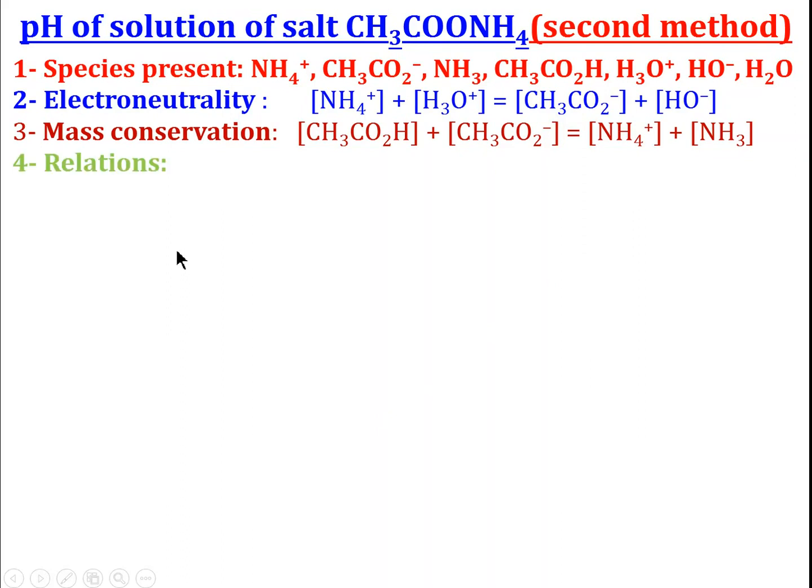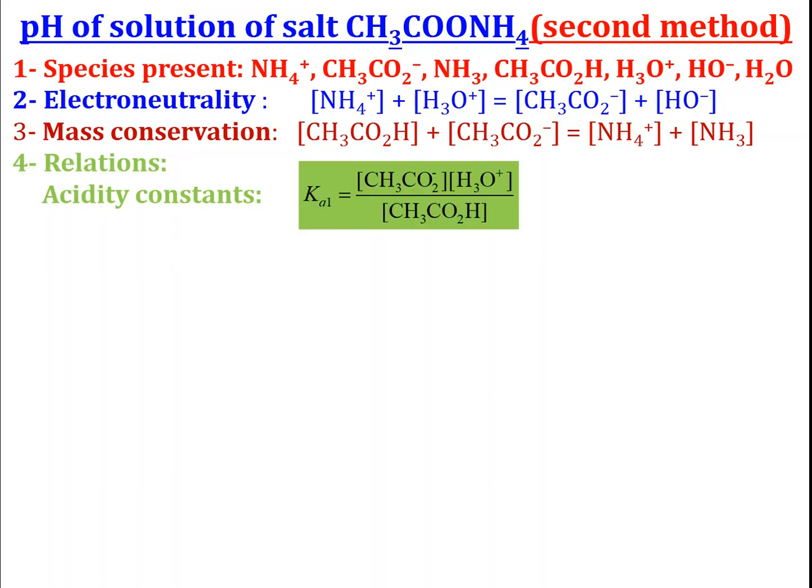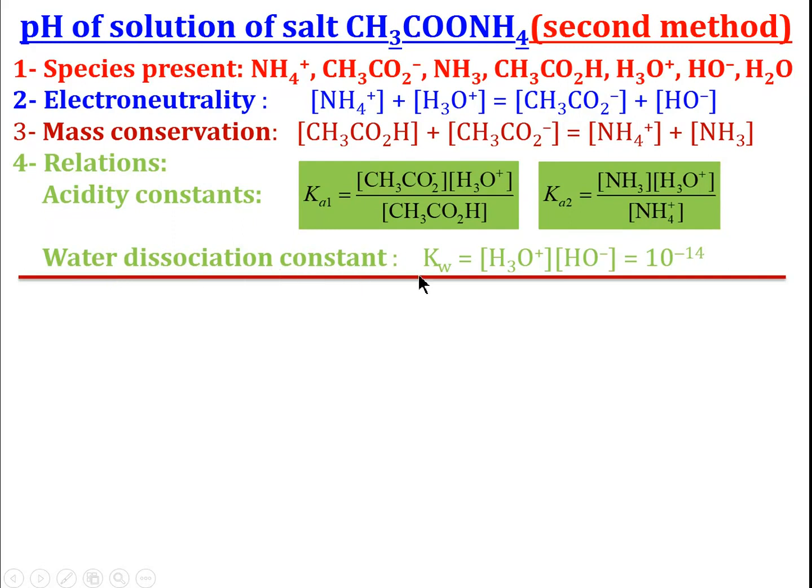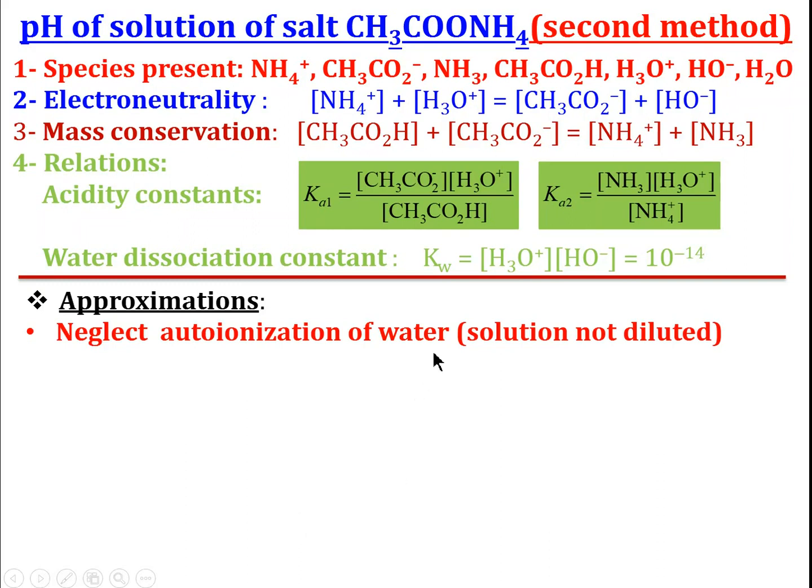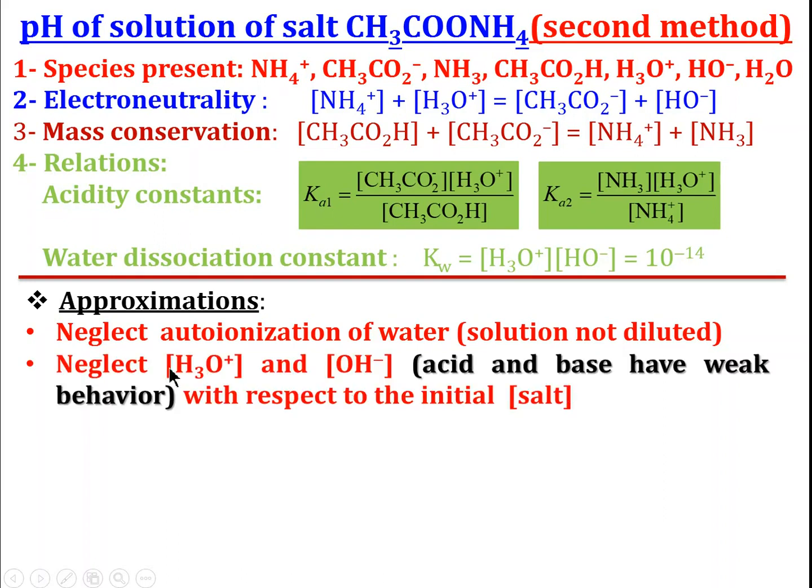In step 4, we write the relations. We have the acidity constant of couple 1, acetic acid/acetate, and of couple 2, NH4+/ammonia. And we also have the water dissociation constant, Kw equal to H3O+ times OH- in the solution. Now we have to pass to the approximations. First, we neglect the autoionization of water since in most cases our solution is not very diluted. Second, we neglect H3O+ and OH- in the solution since our acid and base are of weak behavior.